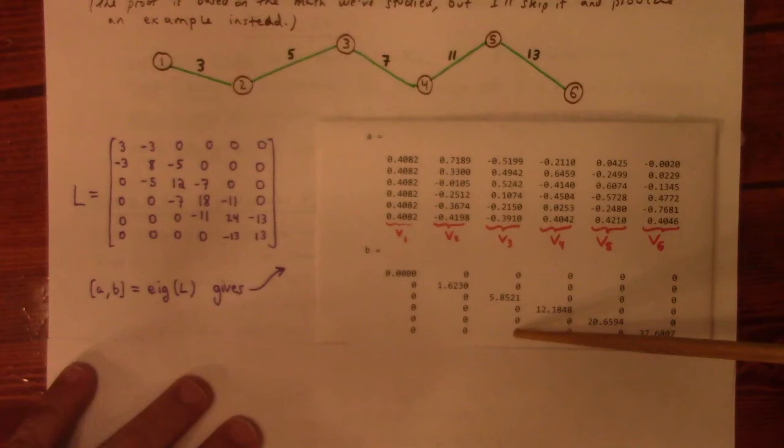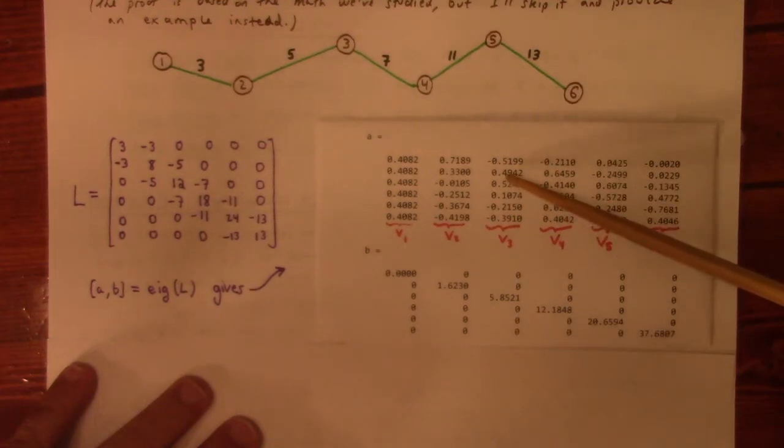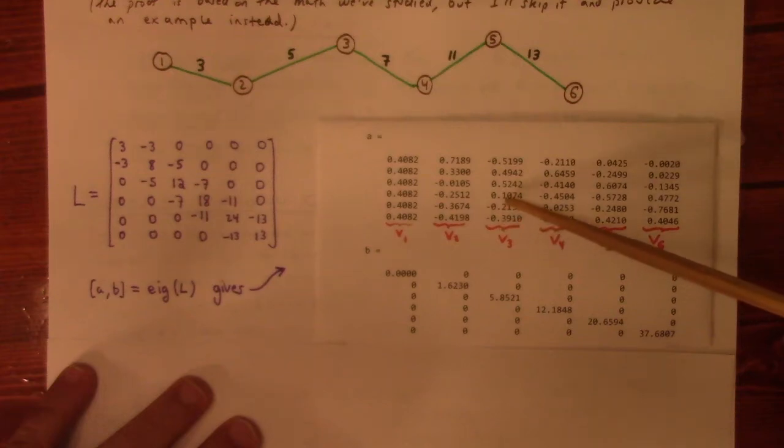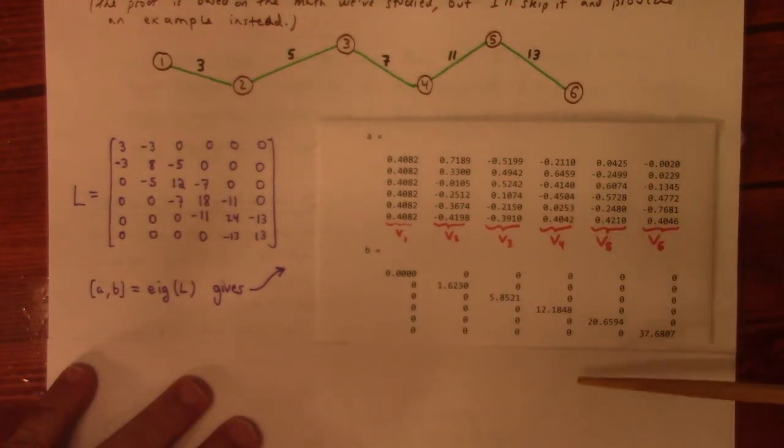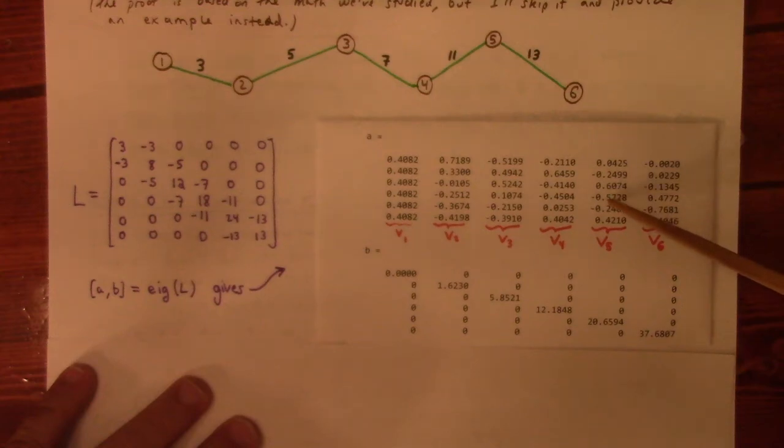The third one has 2 sign changes, right? Minus to plus, plus to minus. The fourth one has 1, 2, 3 sign changes. The fifth one has 1, 2, 3, 4 sign changes, and the sixth one has 5 sign changes.